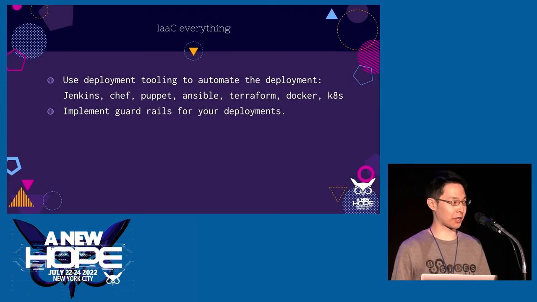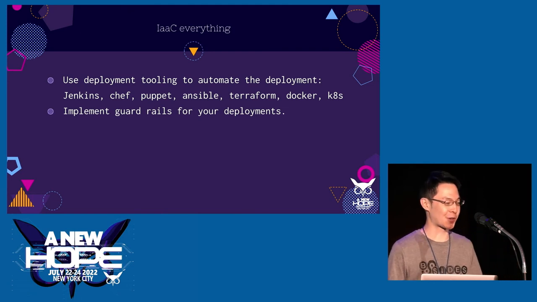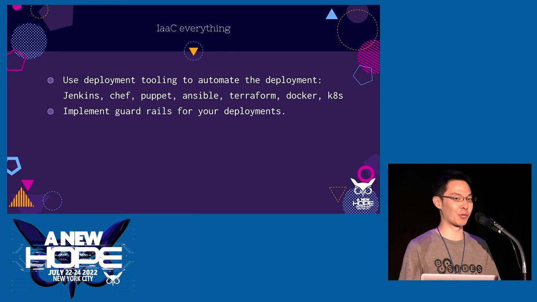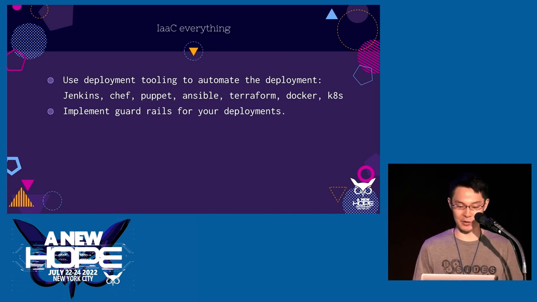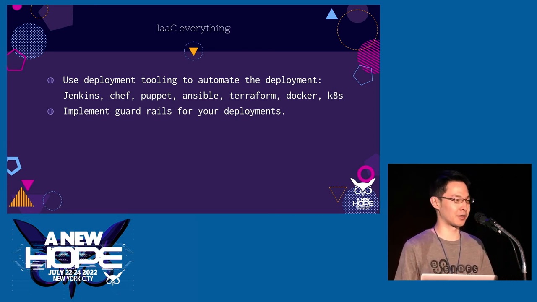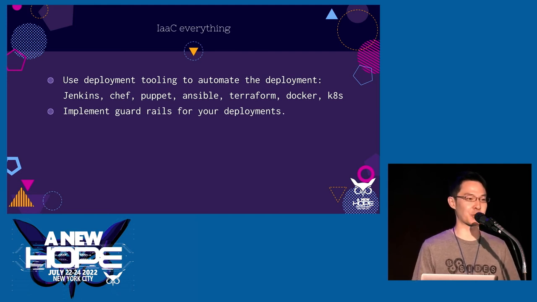And just because I'm a platform engineer, I have to show this portion: use infrastructure as code for everything, right? You could use deployment tooling to automate the deployments. If you're on a home lab, you could use Docker Compose, or Ansible, Puppet, Chef, things like that. I mainly operate in the cloud, so I'm a huge proponent for container technologies like Docker, Podman, and using Kubernetes in order to orchestrate your deployments.